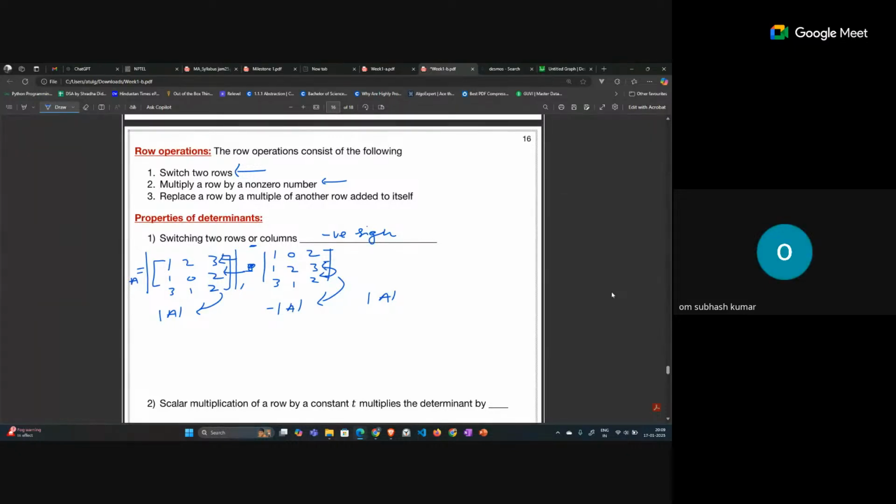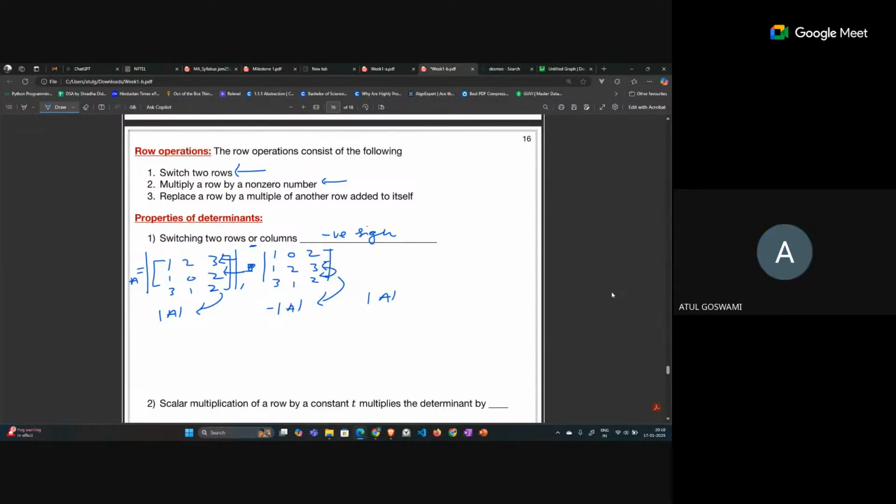Sir, when we find the determinant of A on the left-hand side, suppose the determinant of A is 3, and when we calculate the right side, it will be minus 3? Always, yes, always minus.